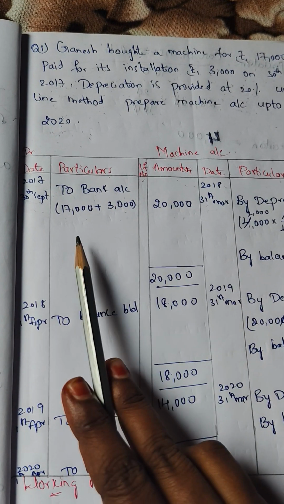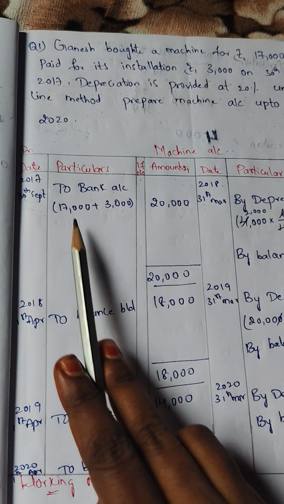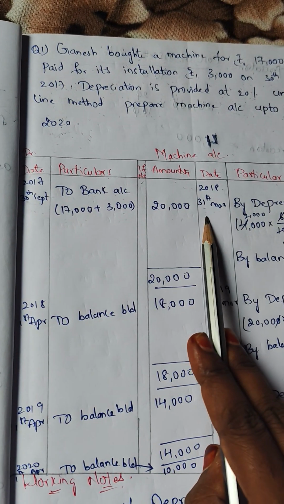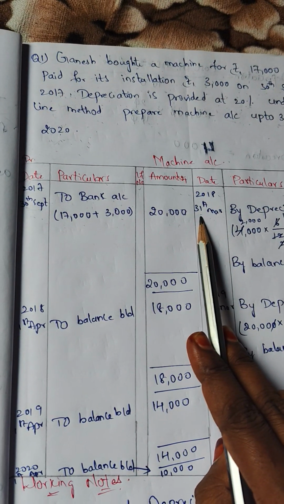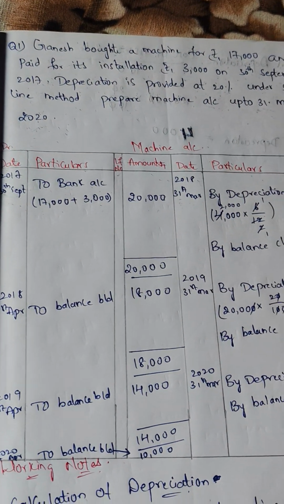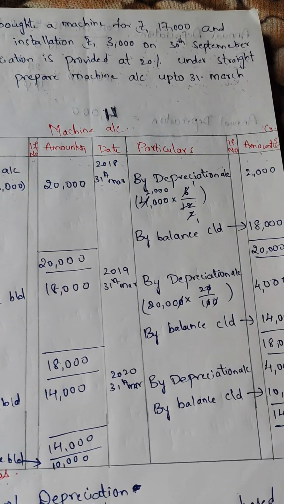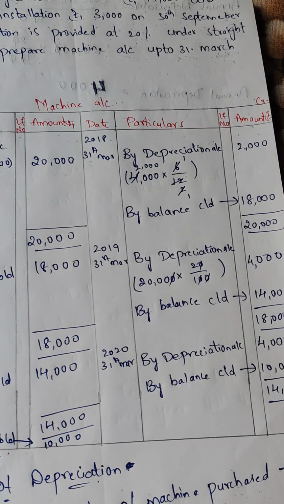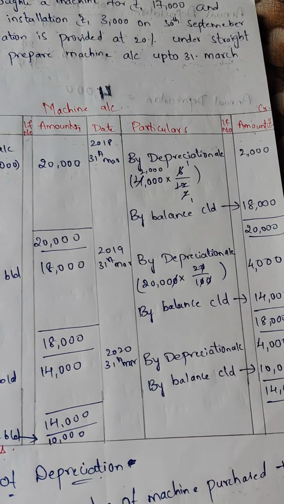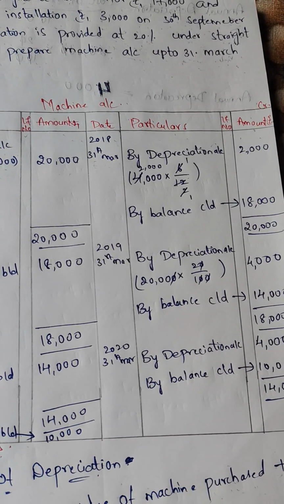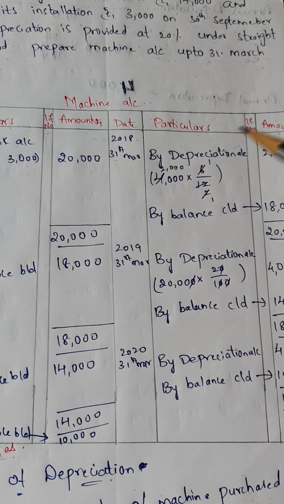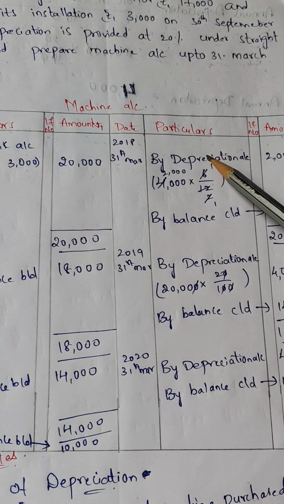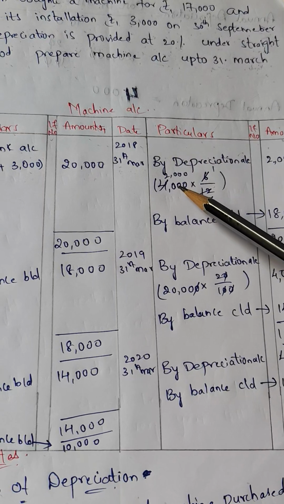Next he used this machine up to 31st March. It means from 30 September to 31st March he used that machine. So here we have to calculate depreciation. For however many months he used that machine, for that many months only we have to calculate depreciation. So here we have to write by depreciation account.